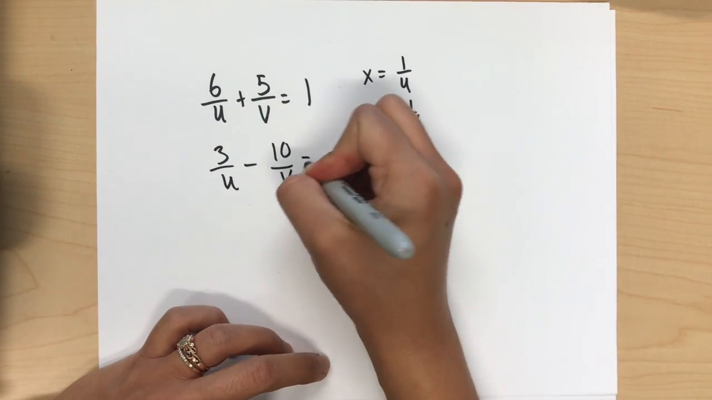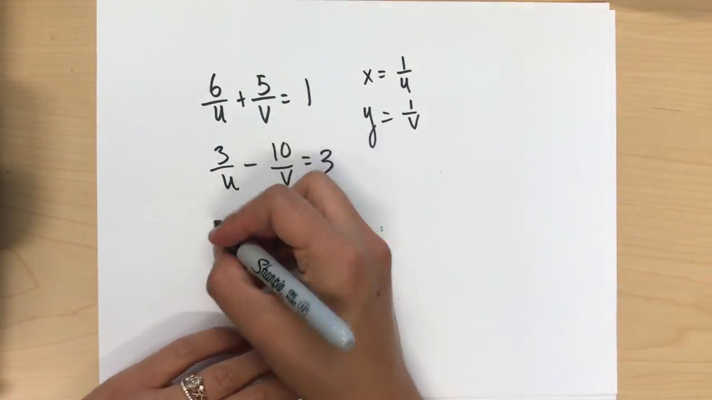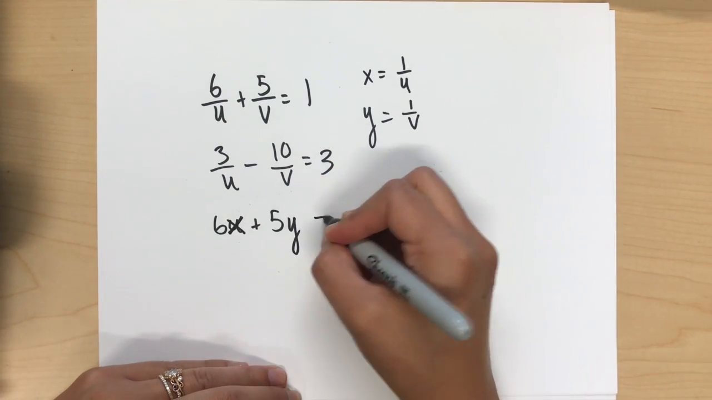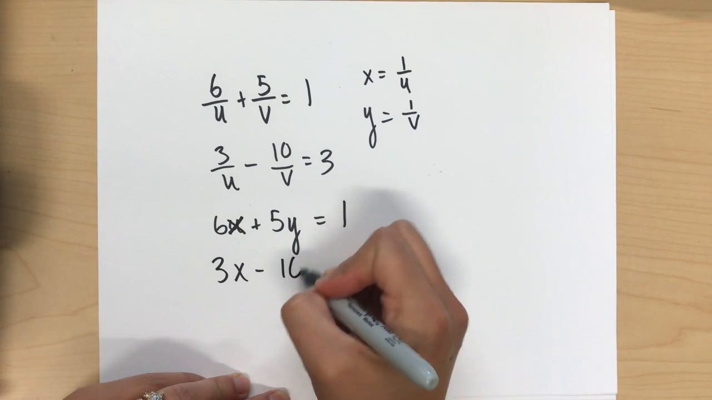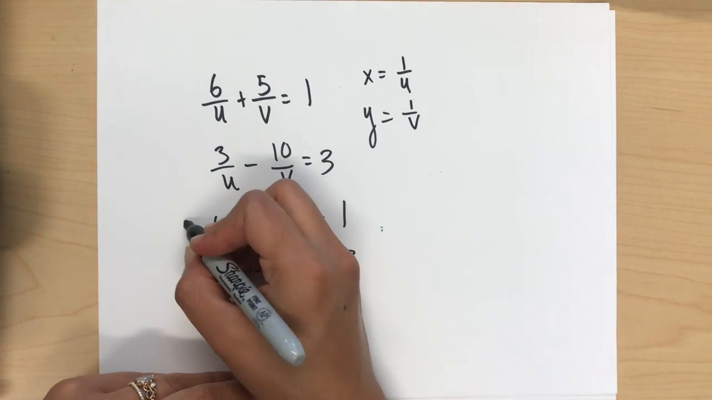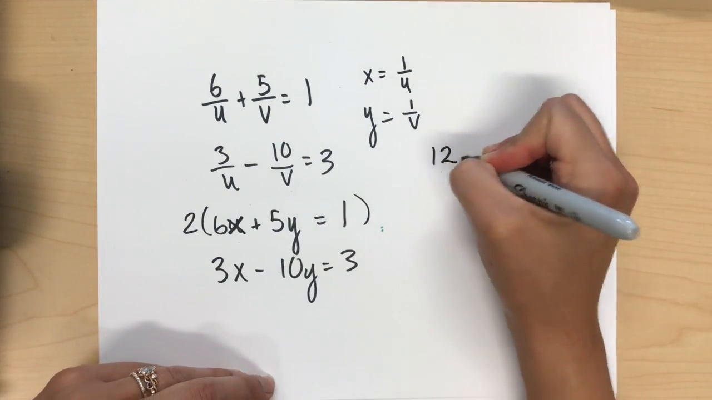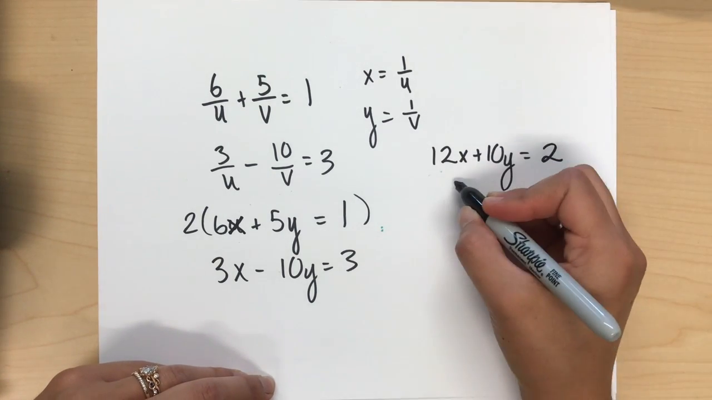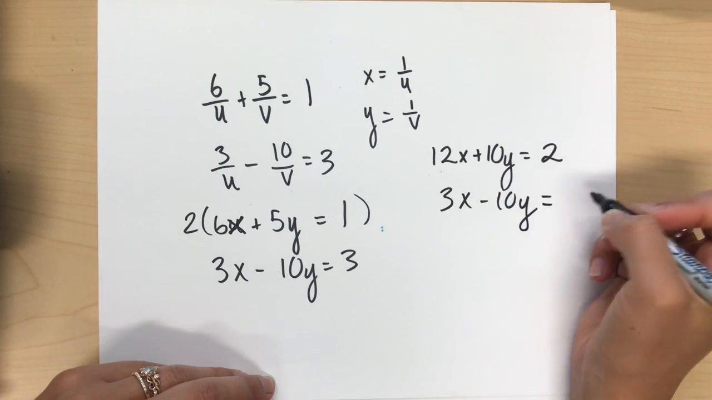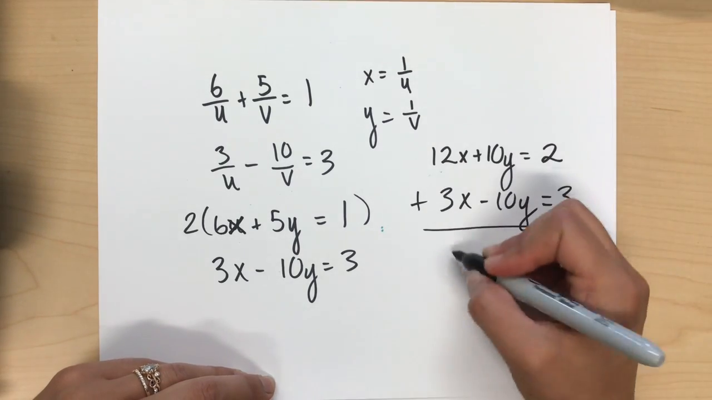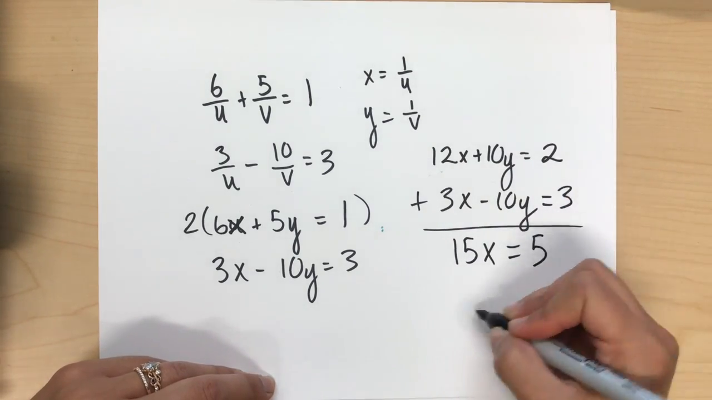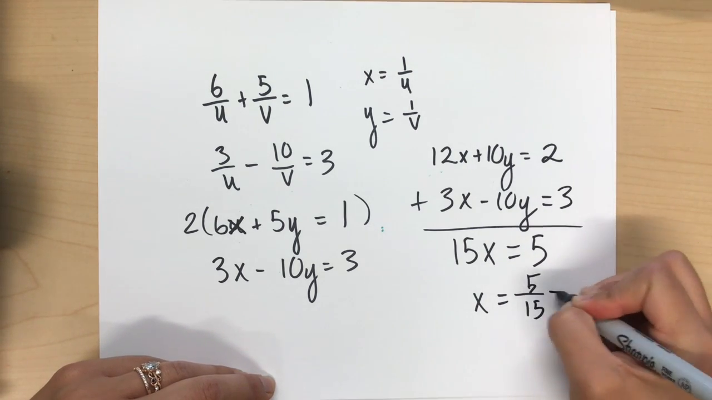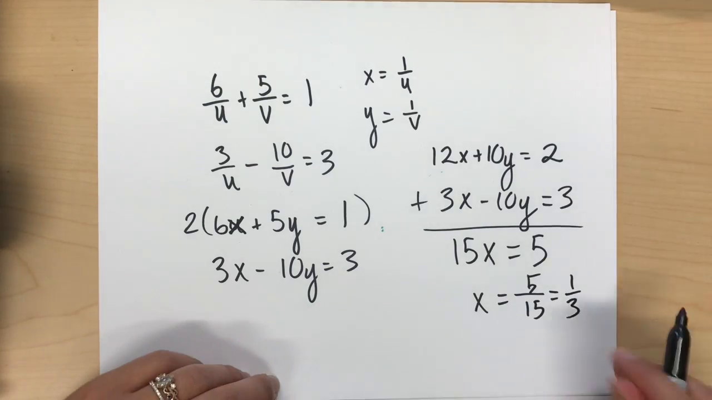One last example that we'll do is where we have 6 over u plus 5 over v equals 1, and 3 over u minus 10 over v equals 3. So I'm going to substitute x equals 1 over u and y equals 1 over v, so that my equations just become 6x plus 5y equals 1, and 3x minus 10y equals 3. So I'm going to multiply the top one by 2 so that I get 10y to cancel out with that negative 10y. And then all I'm going to do is add the two equations to get 15x is equal to 5, and then x would be equal to 5 over 15, which is 1 over 3.